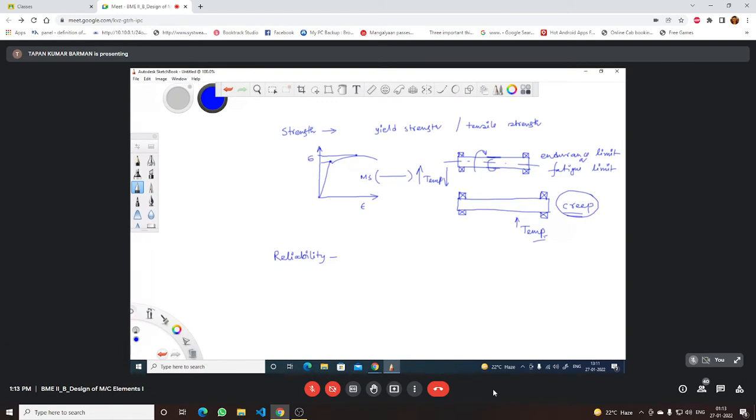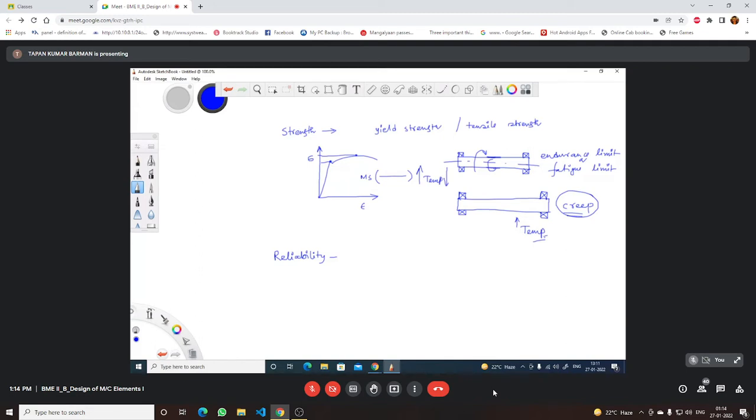If I say the reliability of the component is 99%, so we can say yes, out of 100 products, 99 products will survive for its specified task, specified job. It will perform the specific task. So that is the probability, 99% probability that it will do.